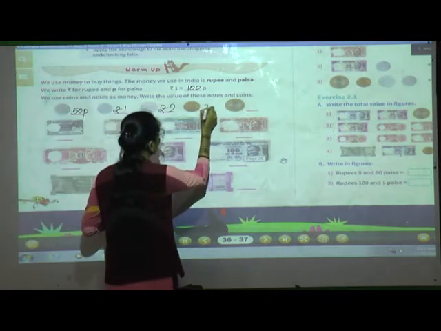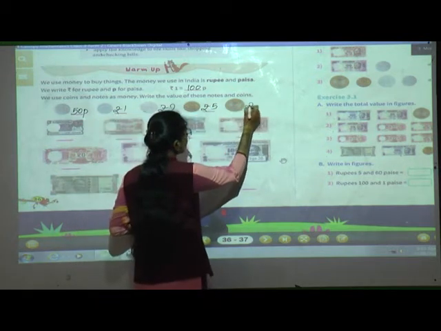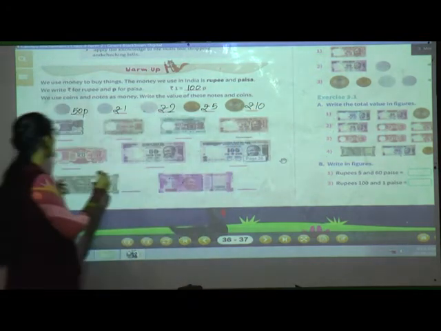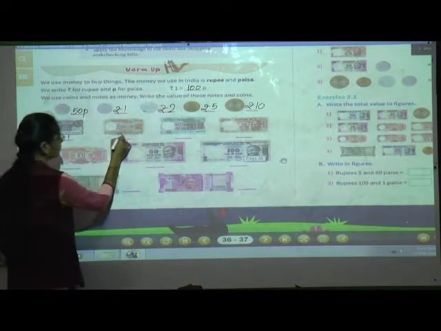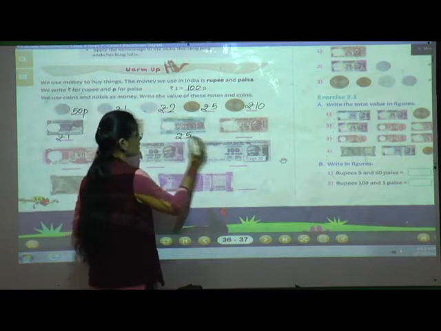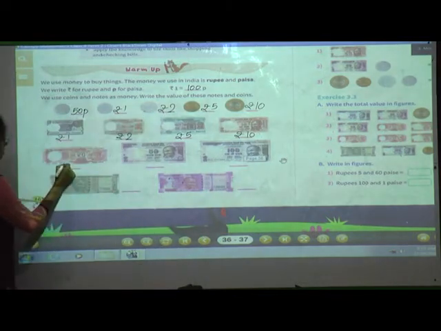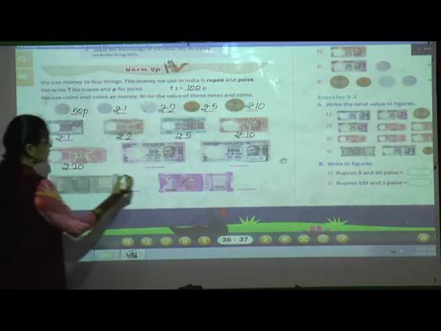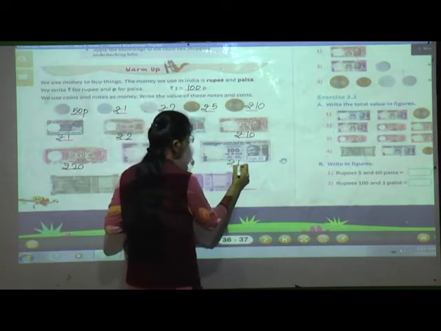Now this is the coin of rupees 5. So here we'll write rupees 5. This is 10 rupees. Again, this is a note of 1 rupee. This is a note of 2 rupees. This is a note of 5 rupees. This is 10 rupees. Then this is 20 rupees. This is 50 rupees. This is 100 rupees.